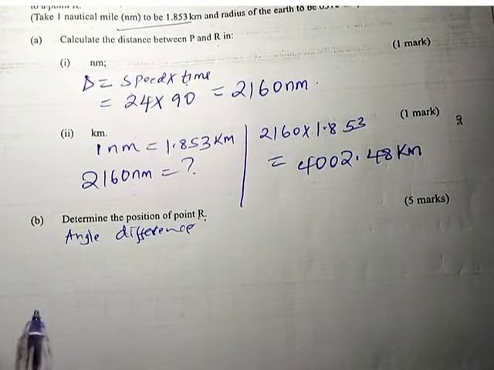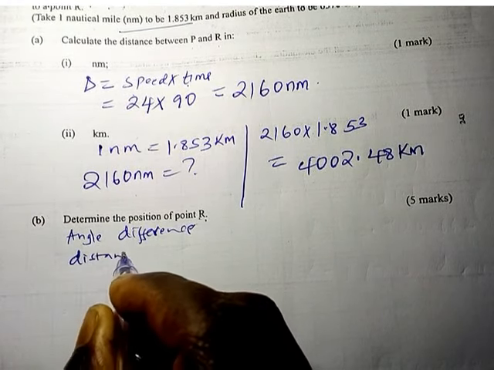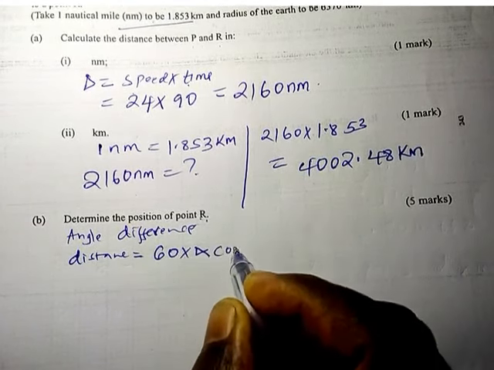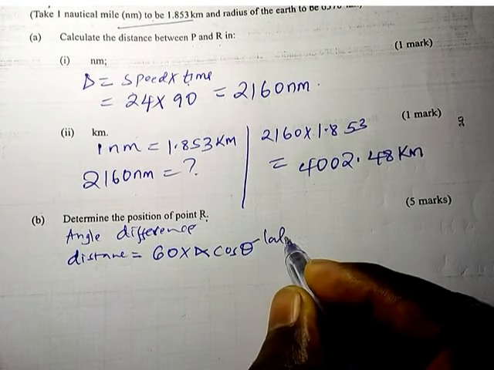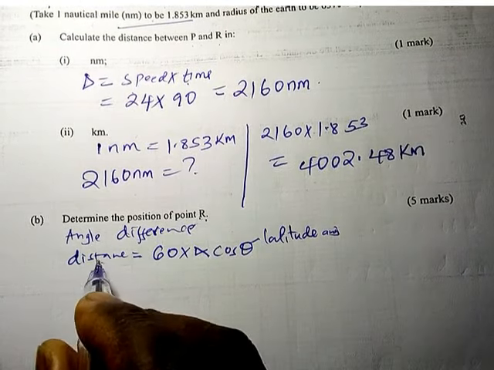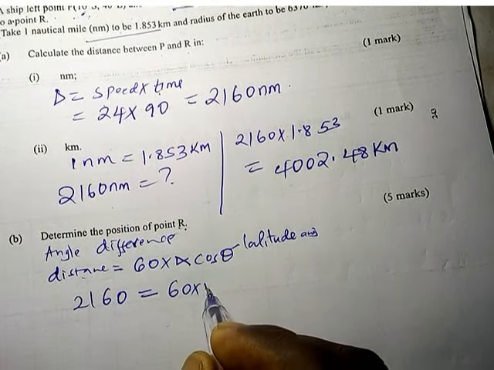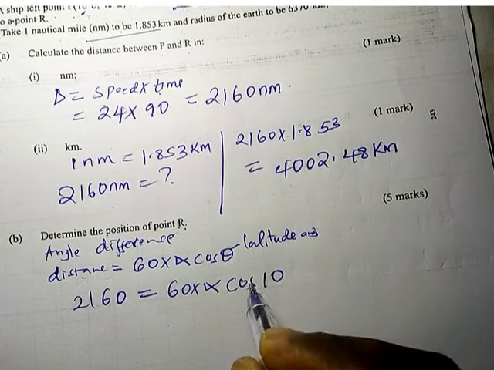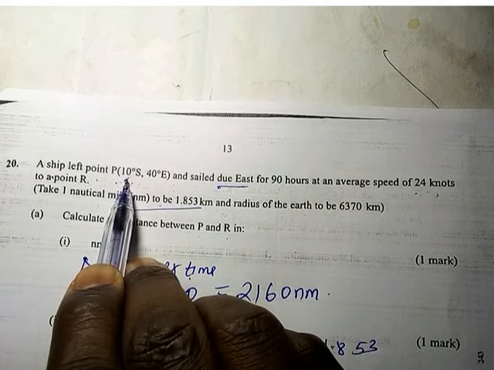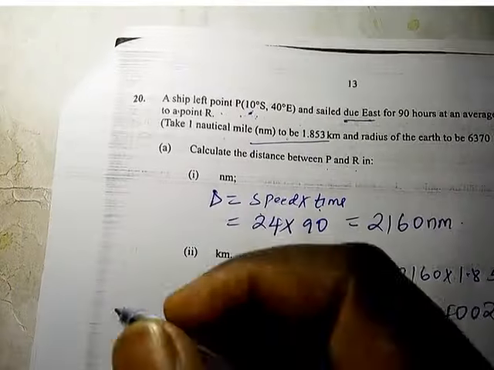So you know how to get the distance on a small circle. The distance on a small circle is given by 60 times angle difference alpha times cos theta, where theta is the latitude angle. Now the distance in nautical miles, 2160, is equal to 60 times the angle difference times cos 10, because they are sharing the latitude, since it is going along the same latitude to the east.